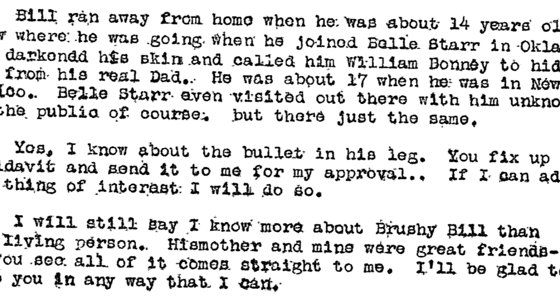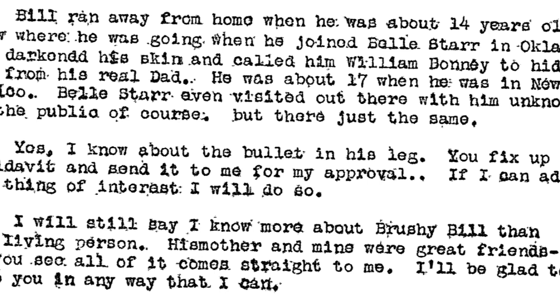And he says in this letter, Bill ran away from home when he was about 14 years old and knew where he was going when he joined Belle Starr in Oklahoma. Listen to this. She darkened his skin and called him William Bonney to hide him from his real dad. He was about 17 when he was in New Mexico. Belle Starr even visited him out there, which was unknown to the public, of course.